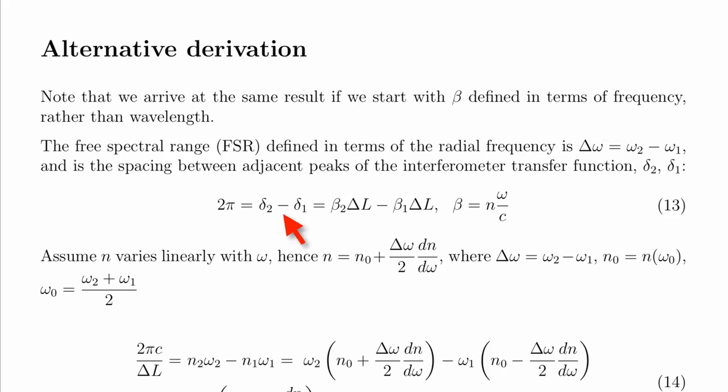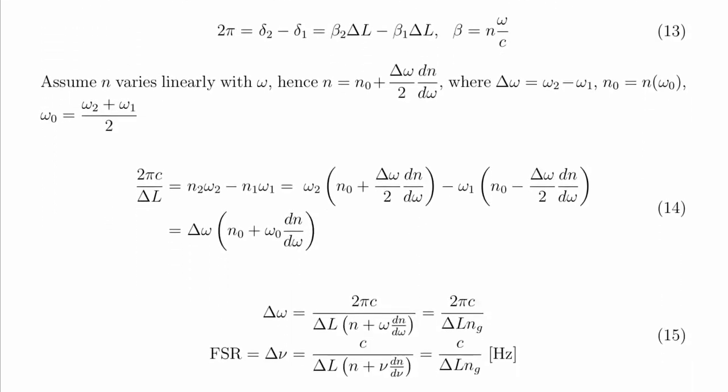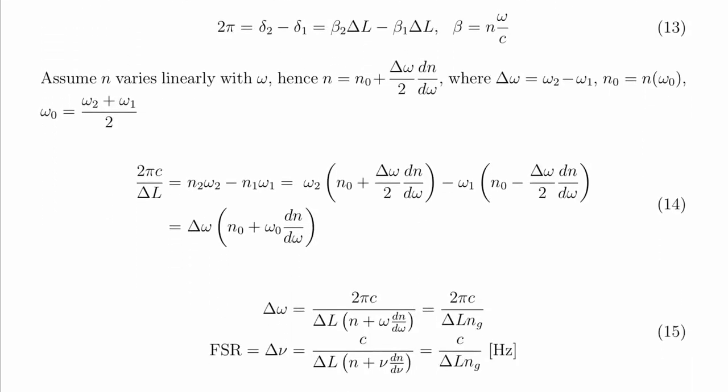In terms of the phase, delta, the spacing between adjacent peaks of the interferometer is the same as before. This time, the linearization we perform is on the effective index n with respect to the frequency omega. We can write that the effective index n is some mean value n naught plus half of the FSR times the slope of n versus omega. We take the phase expression above and isolate n times omega.